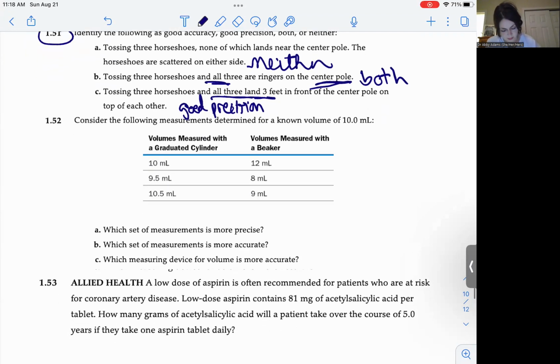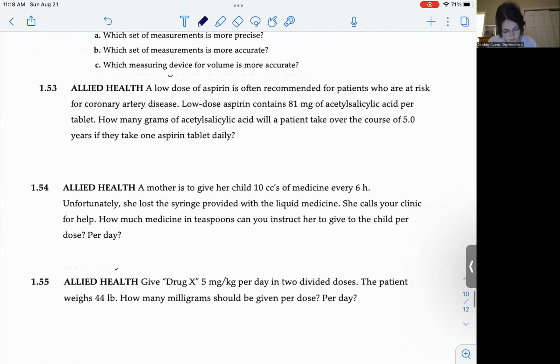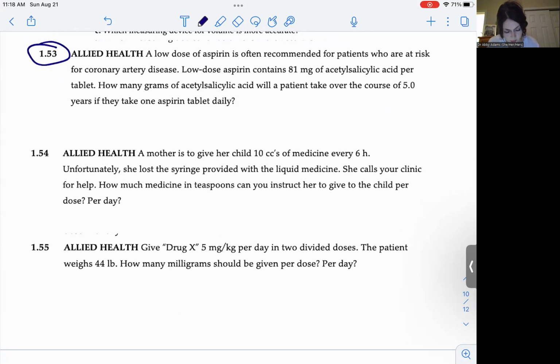So that makes good sense. All right. And we'll do the other example in class.